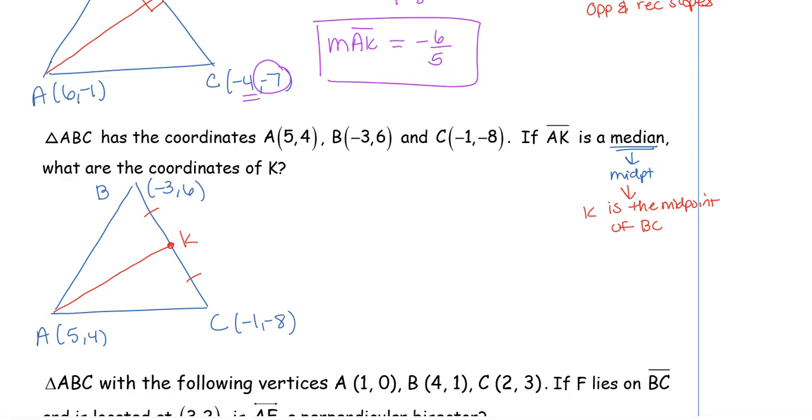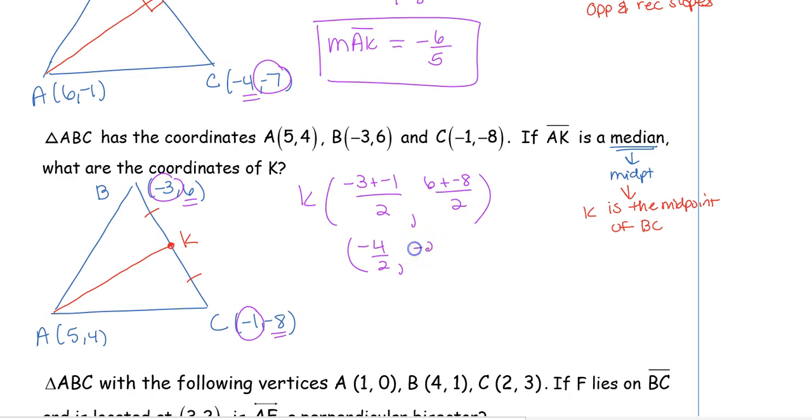So now we're going to refresh our memory on the midpoint formula. When we are doing the midpoint, we are averaging the x's. So we add the x's, and then we divide by 2. We add the y's, and we divide by 2. So that gives us -4/2, -2/2. So K is going to be at -2, -1. Again, a nice refresher of our midpoint formula that we talked about in Unit 1.